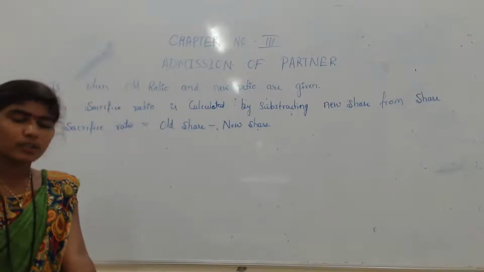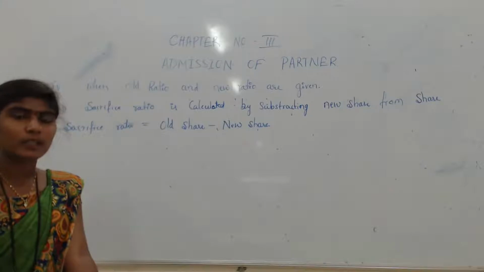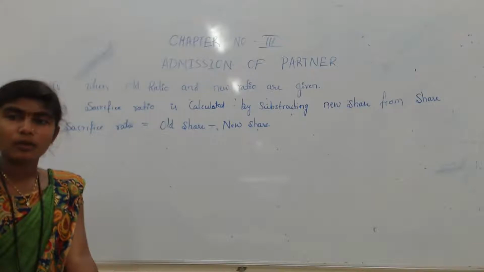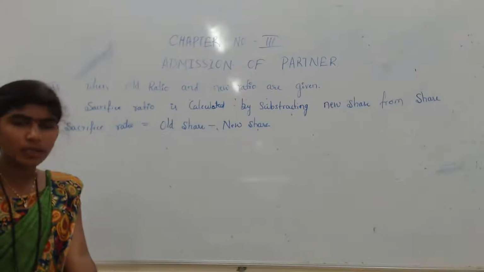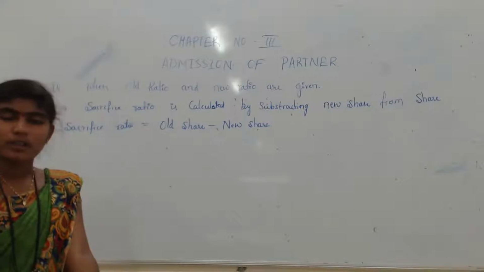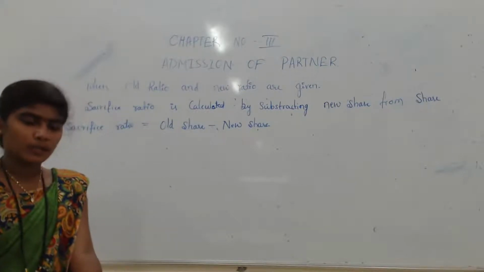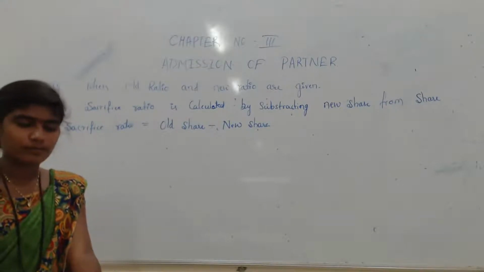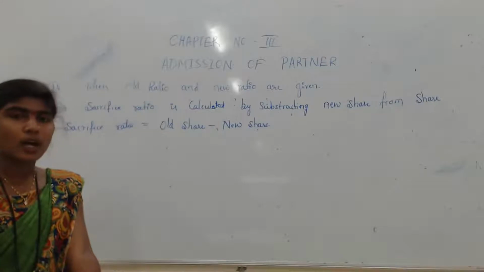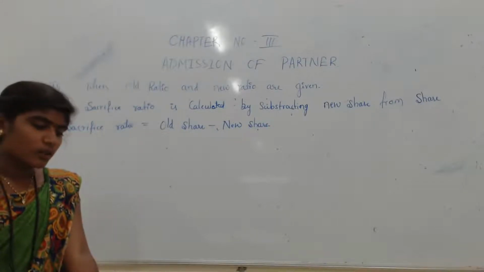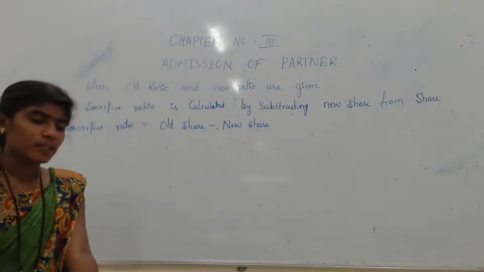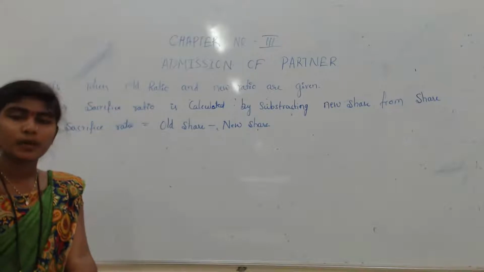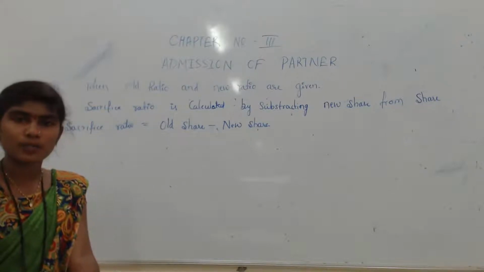So who is the new partner here? Robert. So Robert is a new partner because Ram and Rahim are admitting him. So Ram and Rahim are old partners. Robert is a new partner. The new profit sharing ratio is 3:2:1. What is the new profit sharing ratio after admitting Robert into the partnership? 3:2:1 is the new profit sharing ratio.